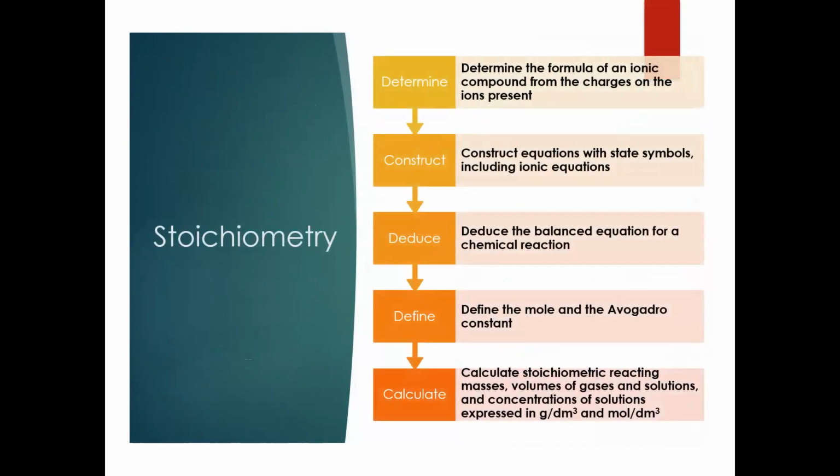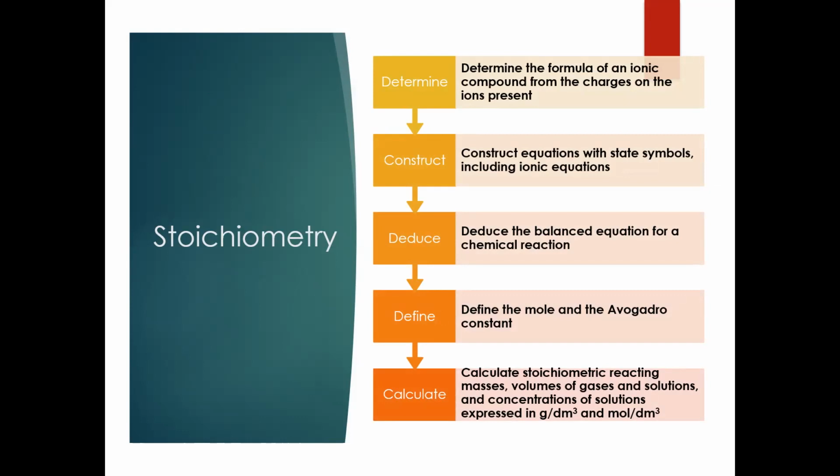Stoichiometry. In stoichiometry, you have to know how to determine the formula of an ionic compound from the charges on the ions present. Construct equations with state symbols, including ionic equations. Deduce the balanced equation for a chemical reaction. Define the mole and the Avogadro constant.